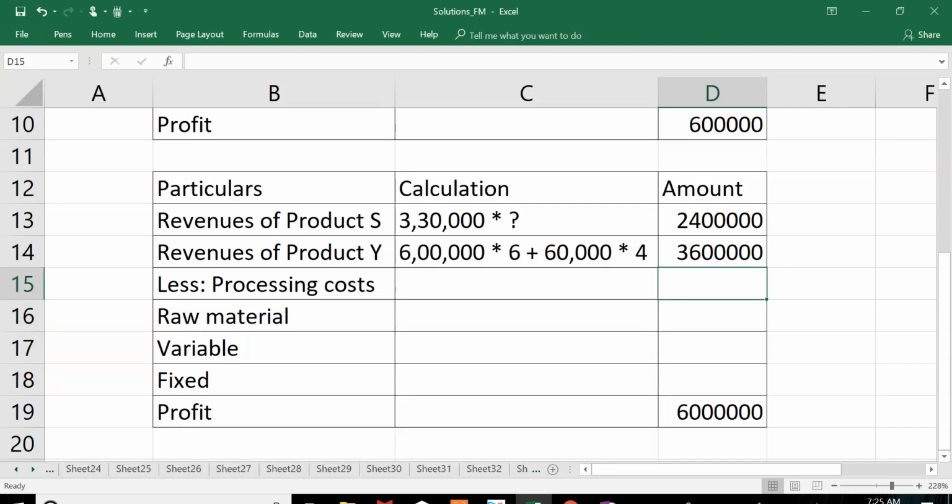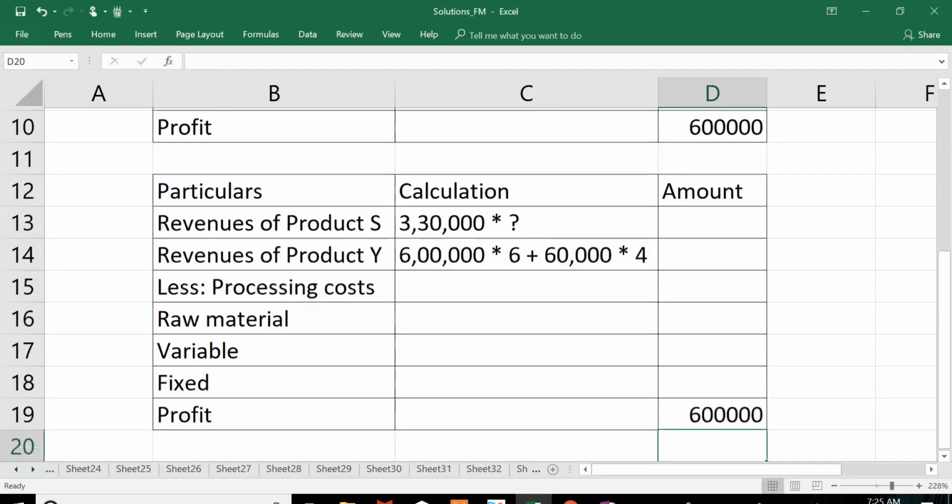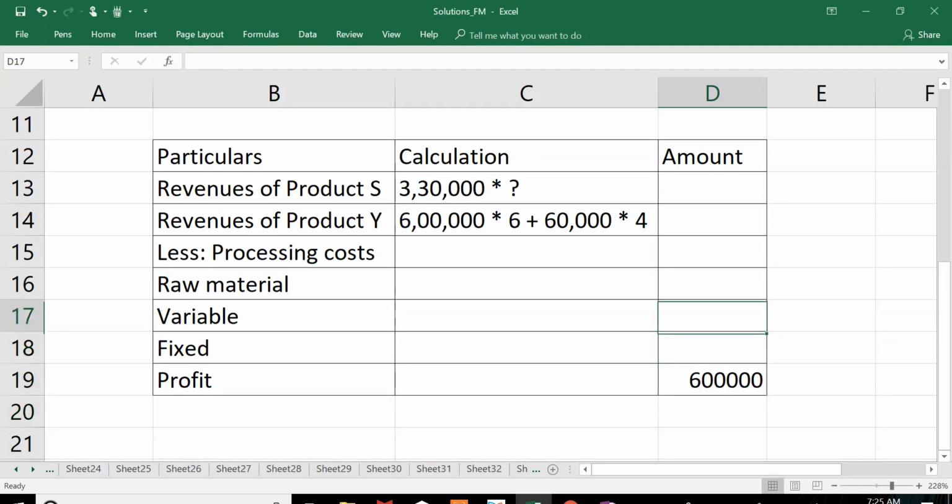The only thing which I know is my profit has to be 6 lakhs. You ensure that this number is 6 lakh. You can write whatever you wish to write. Balancing figure is this question mark. You see whether variable, raw material, fixed, any of this needs to be changed, change it. But my final requirement is profit has to be 6 lakhs. It cannot fall. Any doubts in this?